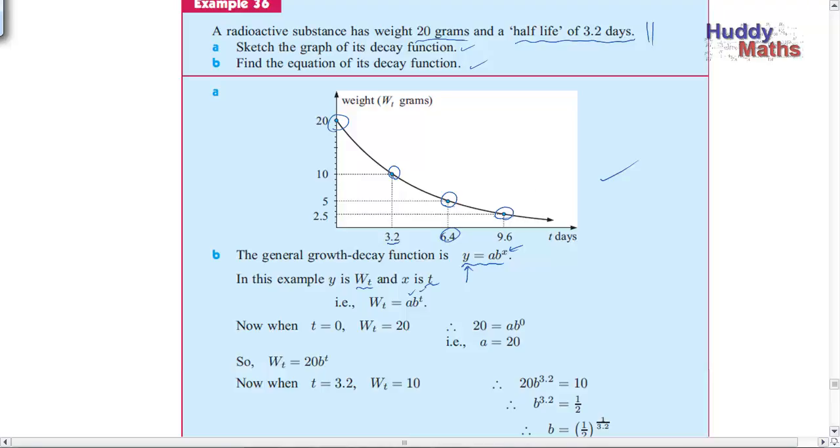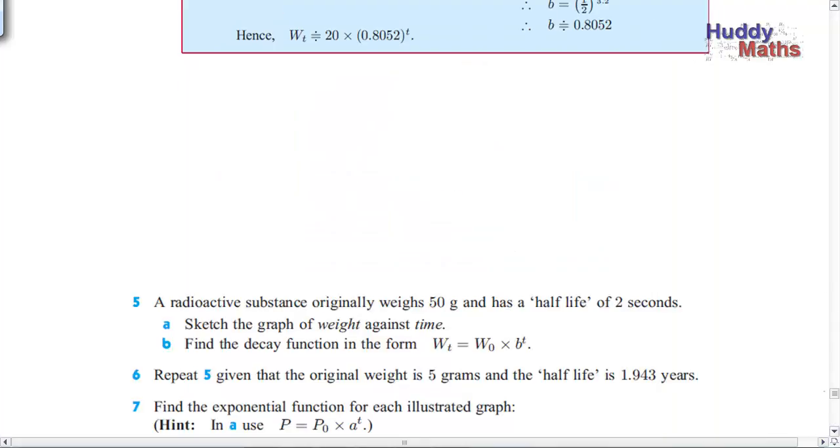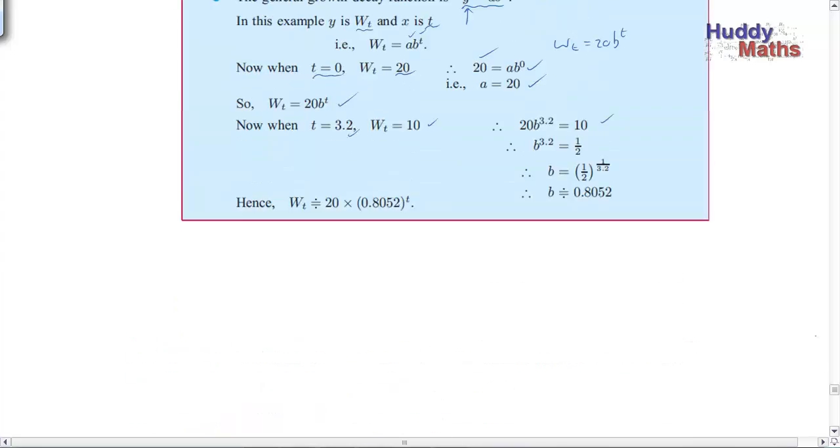Now we've got to fill in these two variables, a and b. So here when t is 0, we know that the weight is 20, so it becomes W(t) equals 20 by b to the t. Or they've put it there, a times b to the 0, so a is 20. And then putting in t is 3.2, we know the weight is 10, and so we can put that in and come down, oops, hang on, I messed that up a bit, so come down here, and we find that b is not a nice whole number, as you'd expect with modelling.